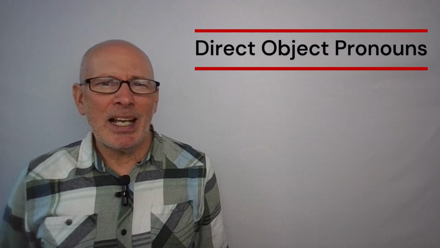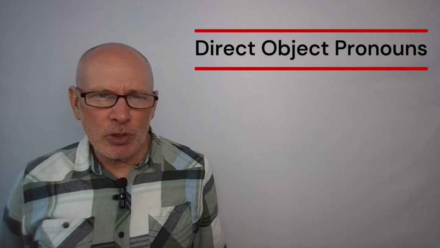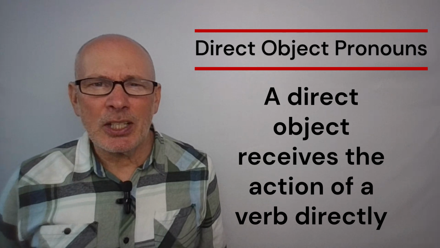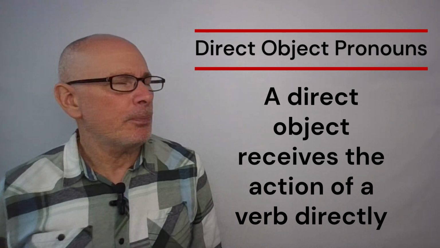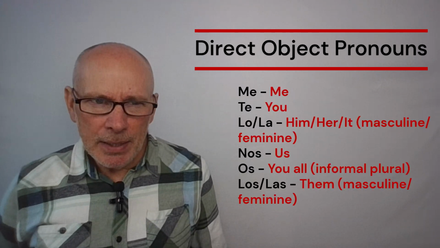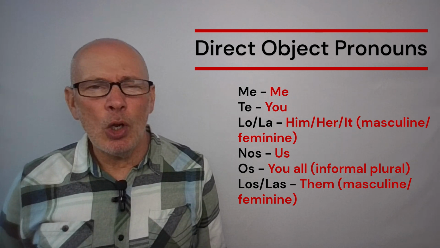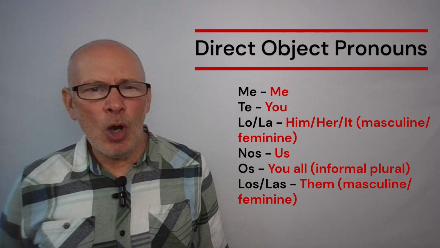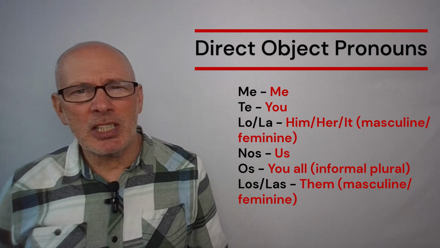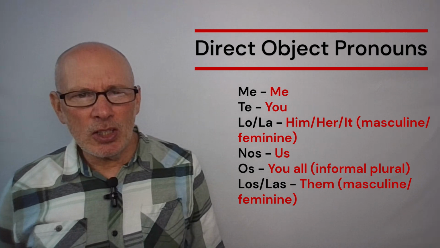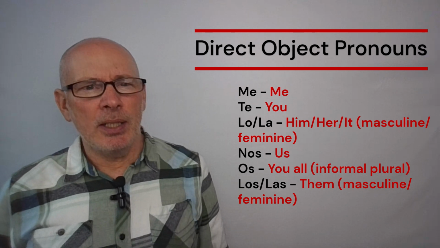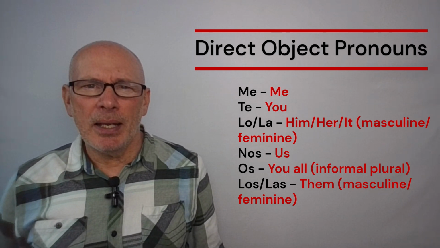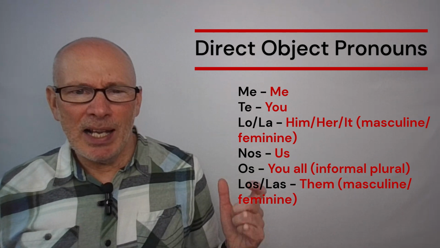Okay, let's move on to direct object pronouns. Now, these pronouns replace nouns that are directly affected by the action of a verb. They receive the action of a verb directly. Let's have a look at these. Me, meaning me. Te, meaning you. Lo or la, meaning him, her, or it, and again, masculine or feminine. Nos, meaning us. Os, meaning you all, related to vosotros and vosotras. And los and las, meaning them, again, for masculine and feminine.